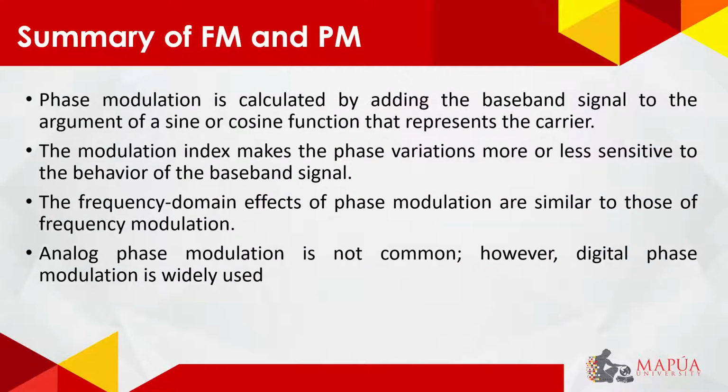First, phase modulation is calculated by adding the baseband signal to the argument of the cosine function that represents the carrier. Second, the modulation index makes phase variations more or less sensitive to the behavior of the baseband signal. Third, the frequency domain effects of phase modulation are similar to those of frequency modulation. Fourth, analog phase modulation is not common. However, digital phase modulation is widely used.